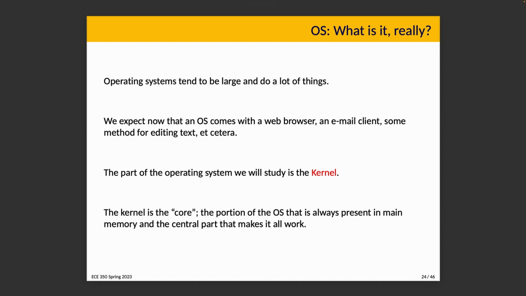Operating systems do tend to be large and do a lot of things, and when you get an operating system, we expect it comes with a web browser. That might not be a good web browser, and it might not be the one that you choose to use, but it comes with it, and you use it solely for the purpose of downloading one you prefer better. It probably also comes with an email client, it comes with a text editor, but none of those are the relevant parts that we are interested in talking about. We are interested in talking about the kernel. And the kernel is the core. It's the portion of the operating system that is always present in main memory. It's the central part that makes it all work. And the kernel is the focus here, not the programs and applications that come with it.